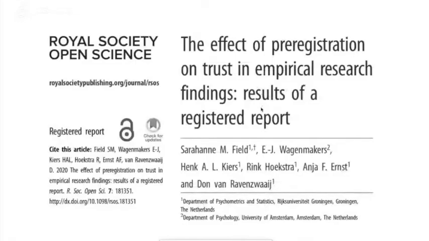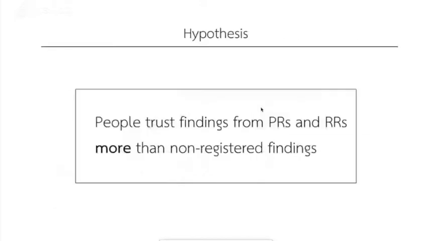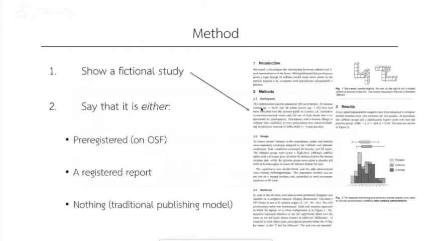So I want to super quickly go through one of my most recent studies. We basically looked at whether people trusted findings from pre-registration and registered reports more than findings that are published in a traditional publishing model, without any kind of registration at all. So we showed a fictional study. An example of that is to the right on the slide, a cute little fake study that I knocked up that I thought was really awesome.